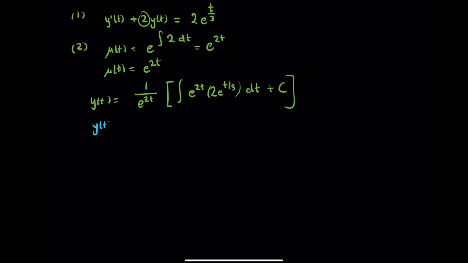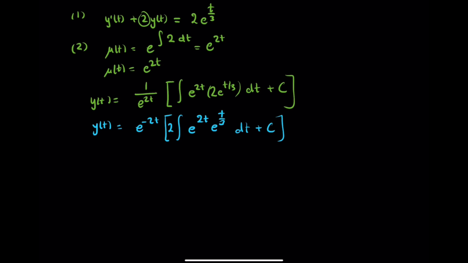So y(t) is equal to e^(-2t) integral, I'm going to bring this 2 outside, e^(2t) e^(t/3) dt plus c. Okay, so now when you have exponents, and then you have powers, and you have the bases that are the same, right?